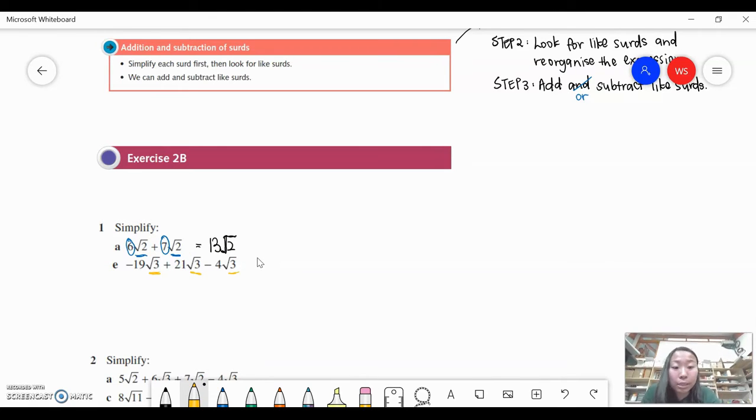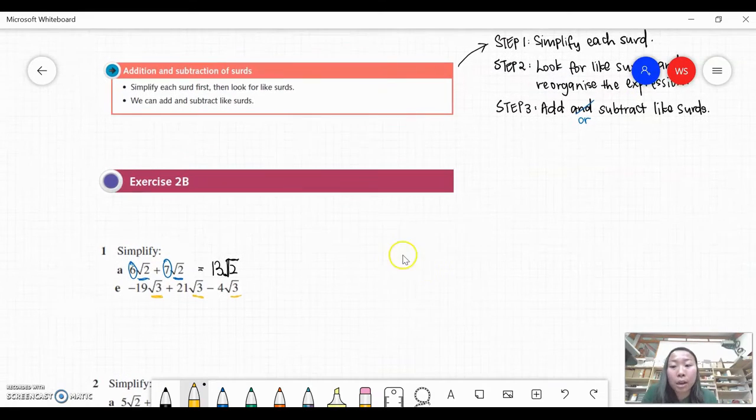So what this means is we can then announce that these are our like surds, right? They all have square root of 3, so they're all alike. We can then begin to add or subtract depending on what we have. Right, so we have negative 19, so we do this one first. BIDMAS will tell you work from your left all the way to your right. So therefore, just adding up your numbers that's just beside the surds.